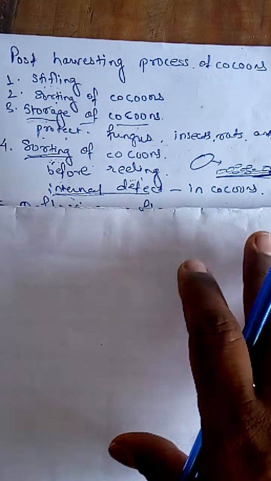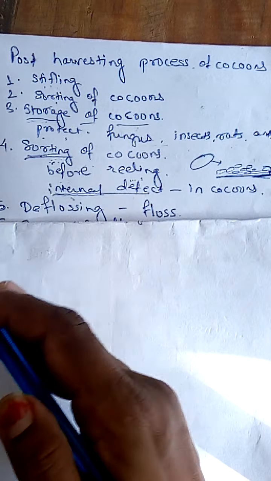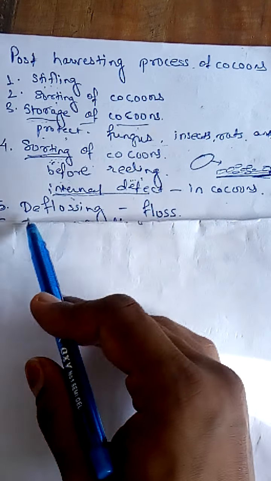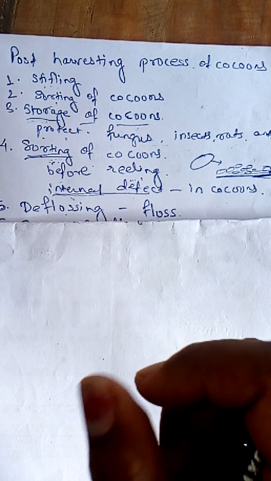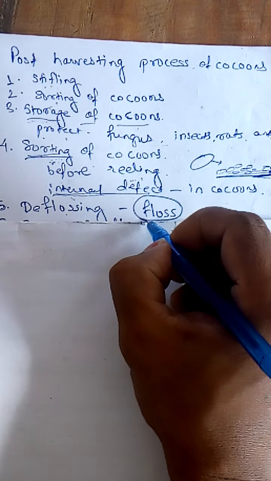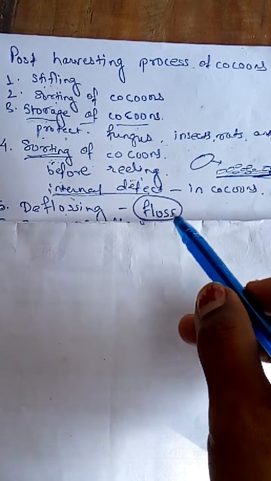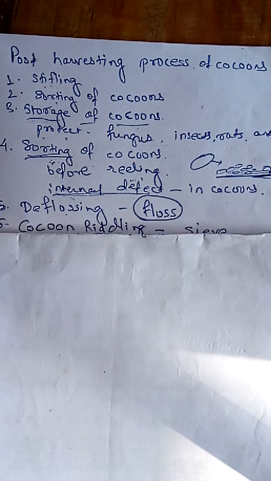Then the next step is deflossing. See here, the floss, deflossing, De means removal of the floss, that is known as the deflossing. So here what happens, the unreliable part of the silk is there. That unreliable part of the silk is known as the floss. So when we are going to remove that particular unreliable silk, we call that process the deflossing.